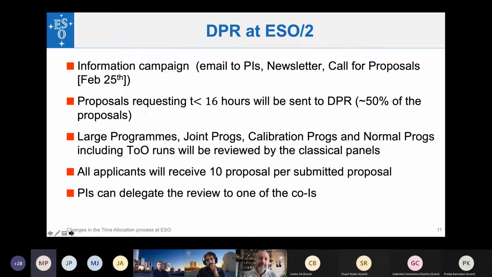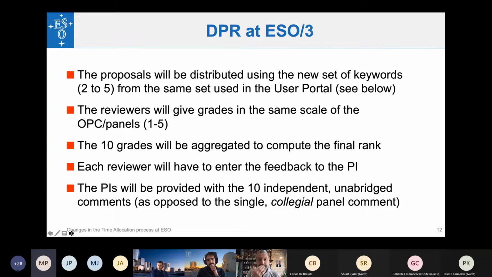As a consequence, when you submit a proposal, you will get 10 proposals per submitted proposal to review. The PIs, as is the case at Alma, can delegate the review to one of the COIs, and this was put in place to address issues created by, for instance, students or junior scientists that do not feel like they are in the position, they feel uncomfortable with running the review, and nevertheless they want to be PIs of the proposal, so they can delegate to a more senior person in the team. So in the interface, they will have the list and they push a tick button, and that will delegate the function to the delegated person.